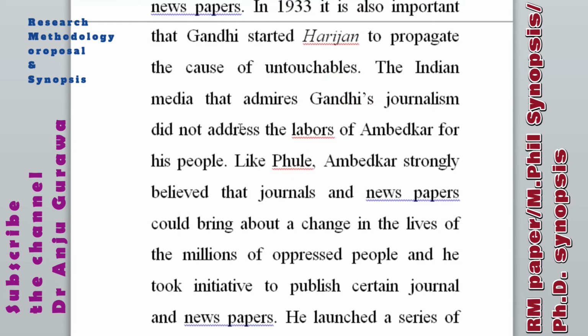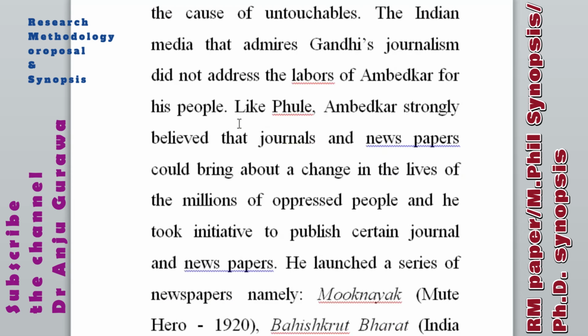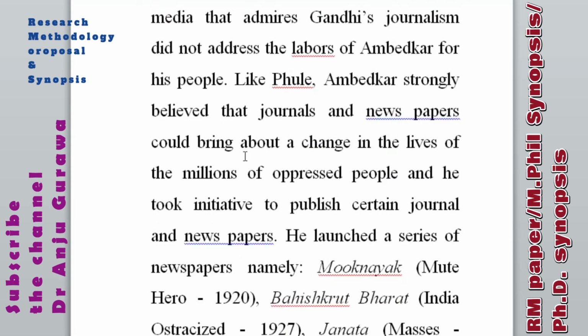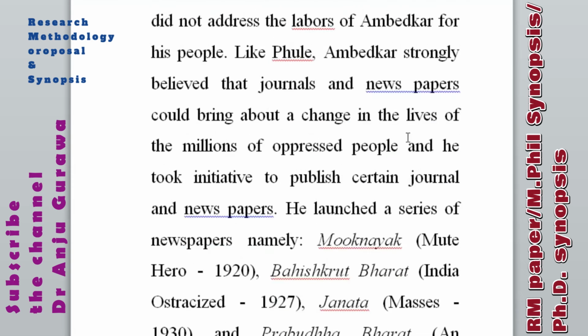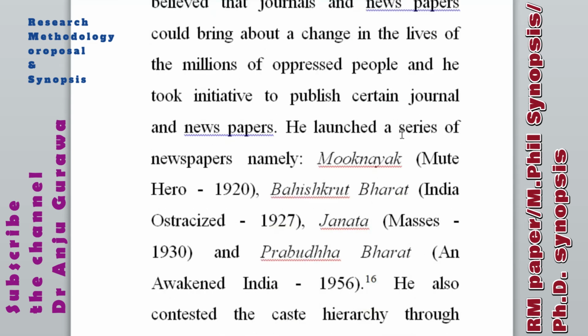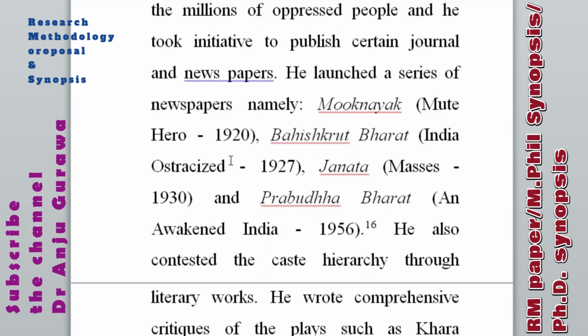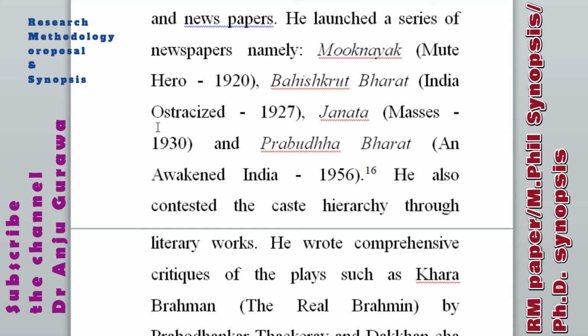Ambedkar was also a successful journalist, and provided a platform for social revolution through his newspapers. In 1933, it is also important that Gandhi started Harijan to propagate the cause of untouchables. The Indian media then admired Gandhi's journalism, but did not address the labors of Ambedkar for his people, like Phule. Ambedkar strongly believed that journals and newspapers could bring about change in the lives of millions of oppressed people, and took the initiative to publish certain journals and newspapers.